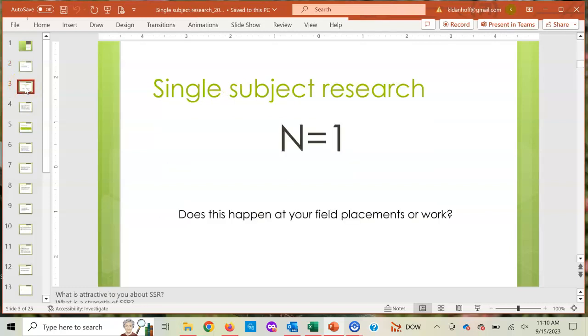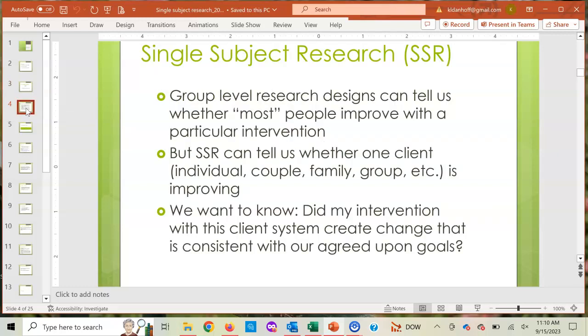So it really is an N of one. When you're thinking about looking at data and tracking change over time, we're thinking about this one person. Now we can bring those one people together sometimes in many ways, but we're just thinking about this one person at this point in time and thinking about how change has occurred. So are you seeing this at your work or at your field placement? Do people do this sort of formalized research or evaluation?